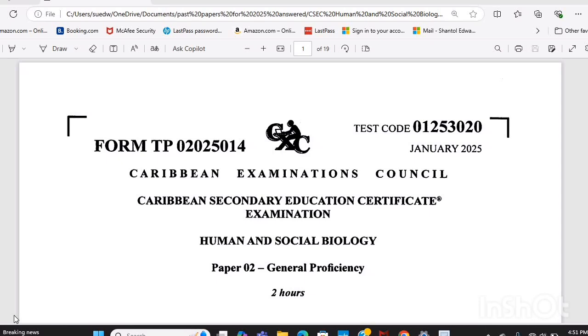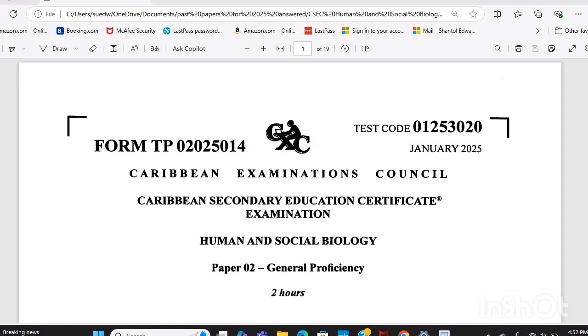Today we'll be looking at the 2025 January paper for Human and Social Biology, paper 2. Now this paper, at this time of the recording, would have just been done a month ago, and what we're going to be doing is preparing for the 2025 May-June examination from this paper. So if you are studying for your exams, this is the paper for you. So let's get right into the paper.